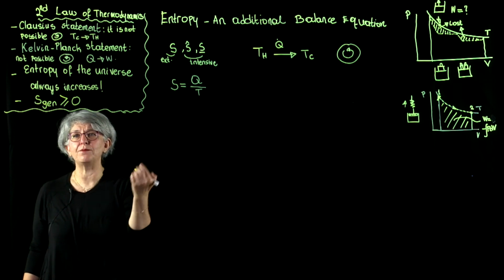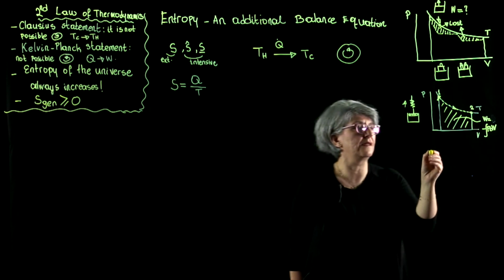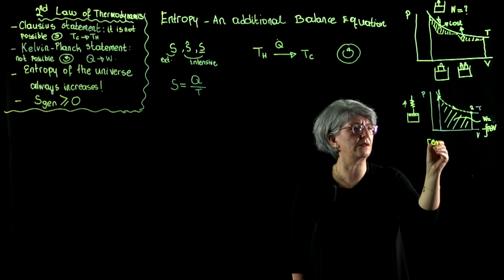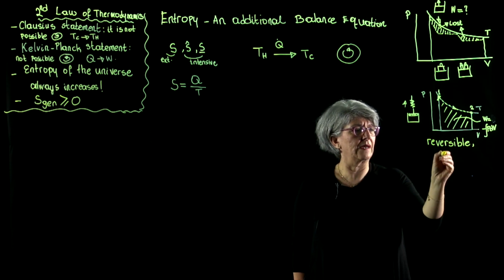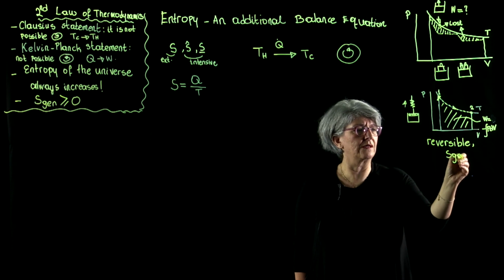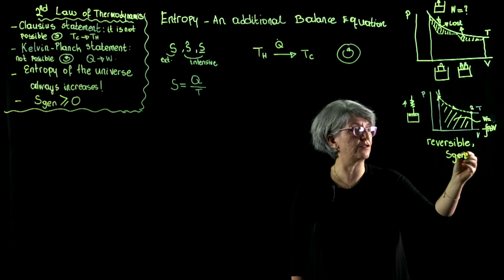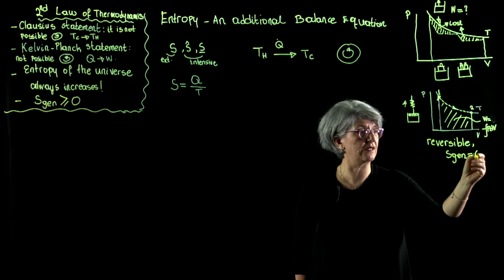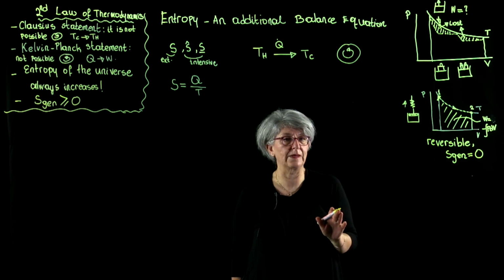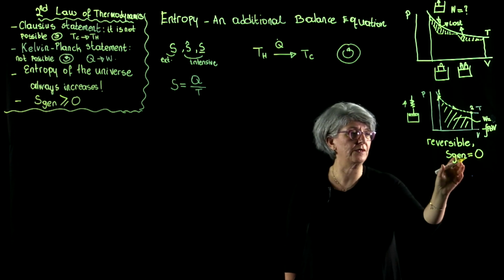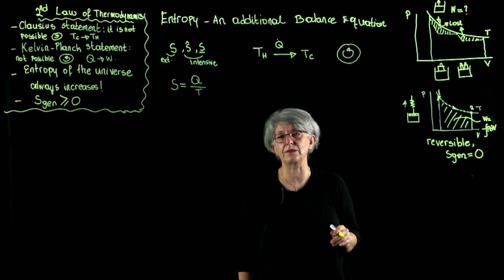Now, when a process is reversible, our quantitative statement of the reversibility will be entropy generation equal to 0. There is no entropy generated. All right, so entropy generation also gives us clues whether a process is reversible or not.